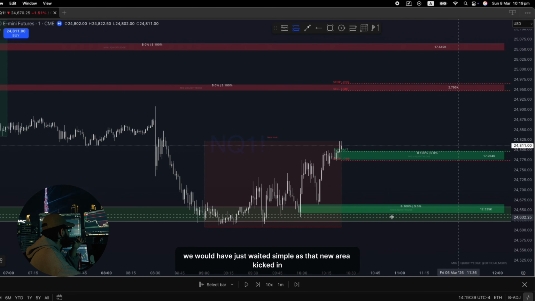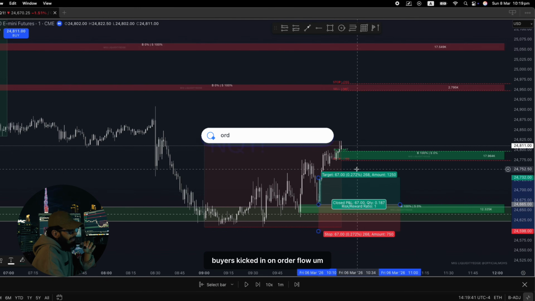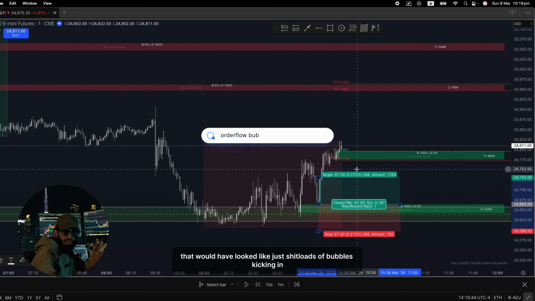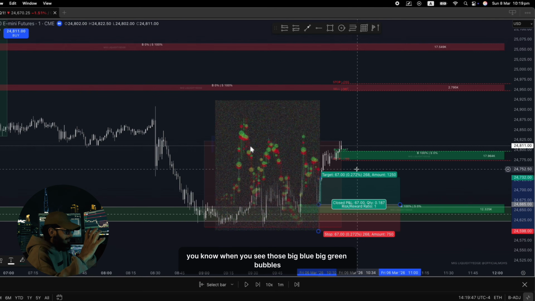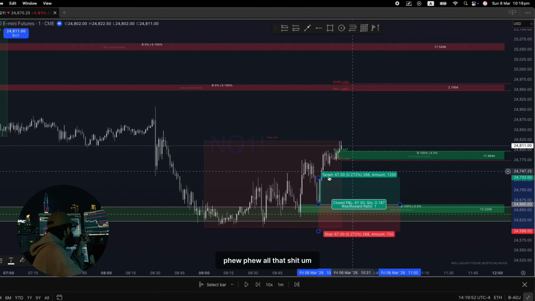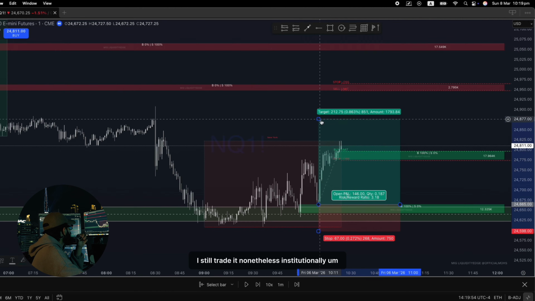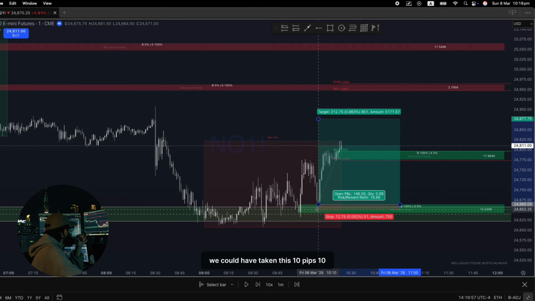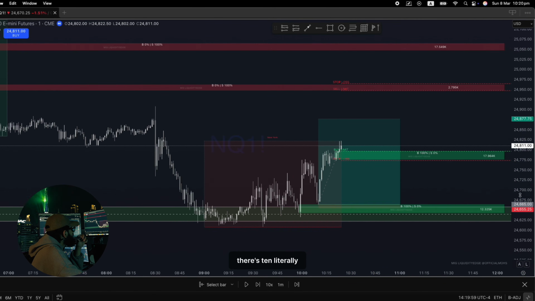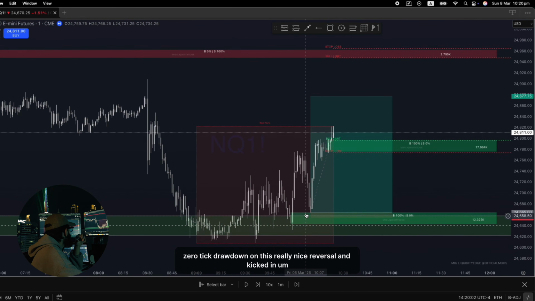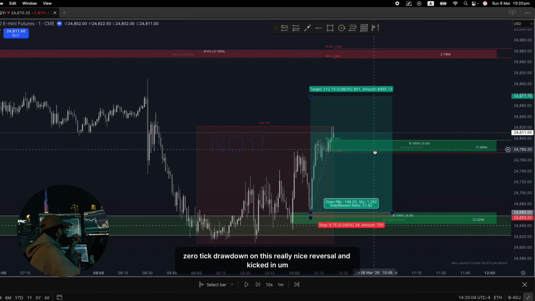We would have just waited. Simple as that. New area kicked in, buys kicked in. On order flow, that would have looked like just loads of bubbles kicking in. You know when you see those big blue, big green bubbles, all of that. I still trade it, nonetheless, institutionally. We could have taken this 10 pips, 10, there's 10. Literally 0 tick drawdown on this. Really nice reversal and kicked in.